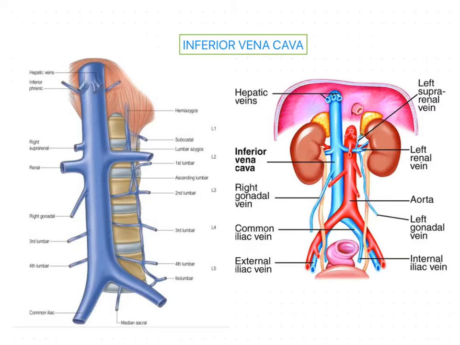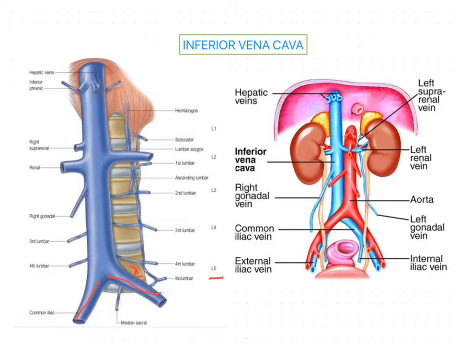The inferior vena cava is formed by the union of the right and left common iliac veins on the right side of the body of the L5 vertebra. So this is L5.